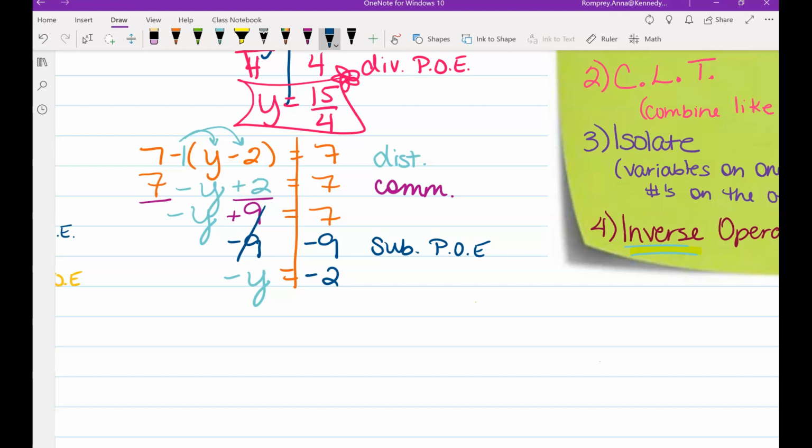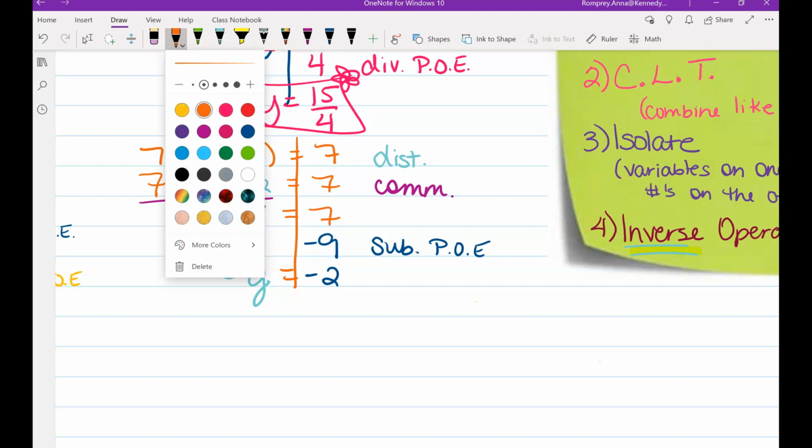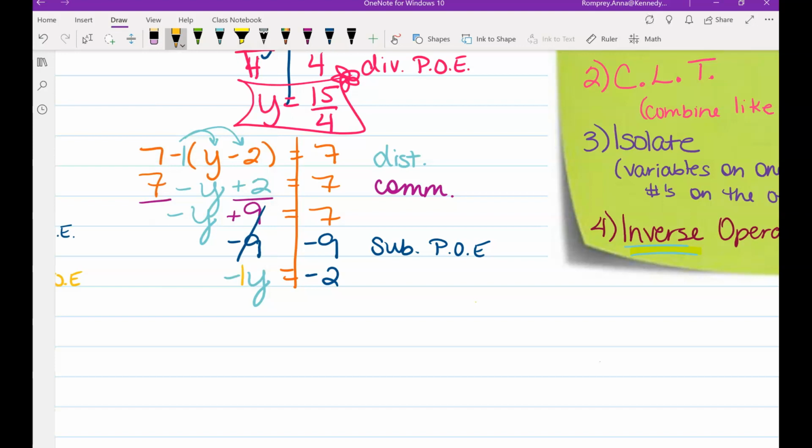So remember, what is in front of that? A negative 1. So I'm going to divide both sides by negative 1. And y equals negative 2 divided by negative 1, positive 2. So we use the division property of equality. And check it back. 2 minus 2, 0. 7 minus 0, yep, still 7. So it works.